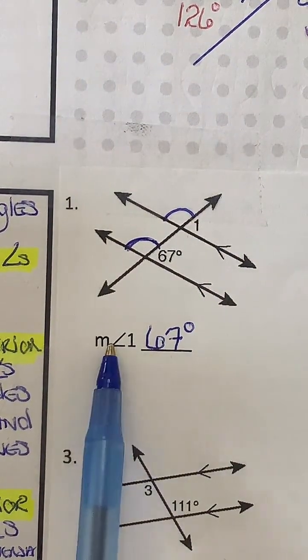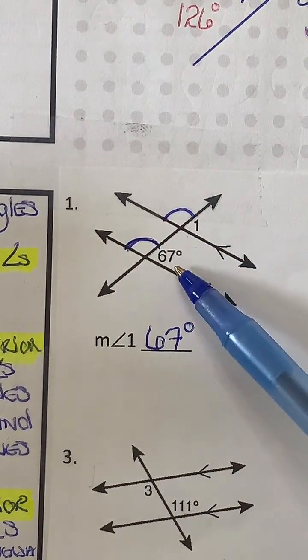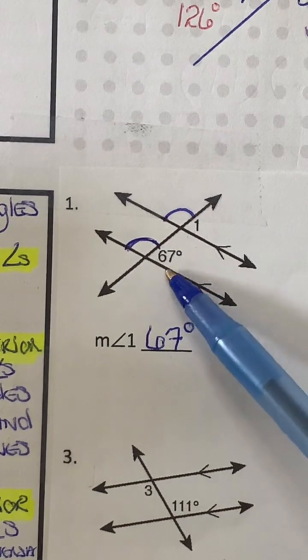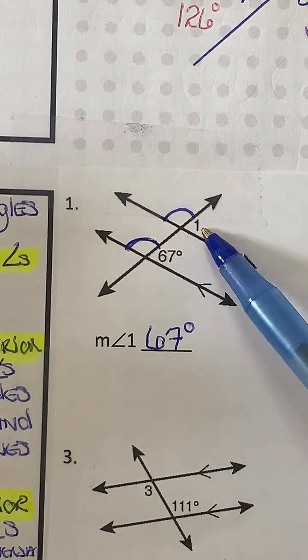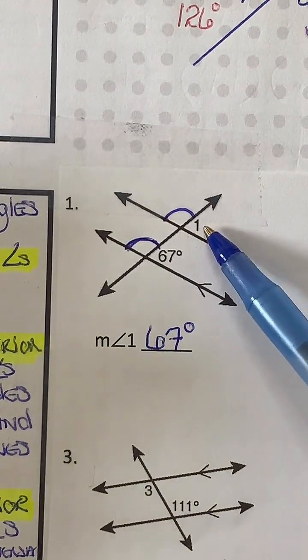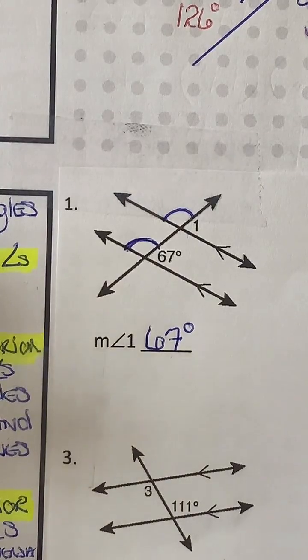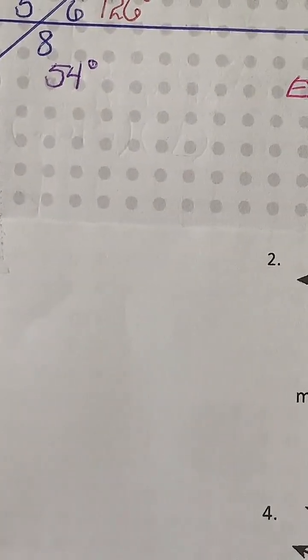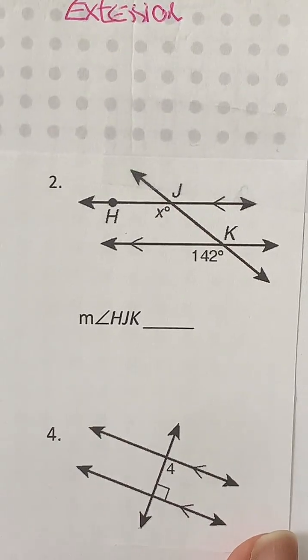Okay, so the measure of angle 1 is going to be 67, because if I take this angle 67 and I slide up my transversal, it's going to match right up with angle 1. Okay, yes, it's got our 67. Awesome. So now, number 2.